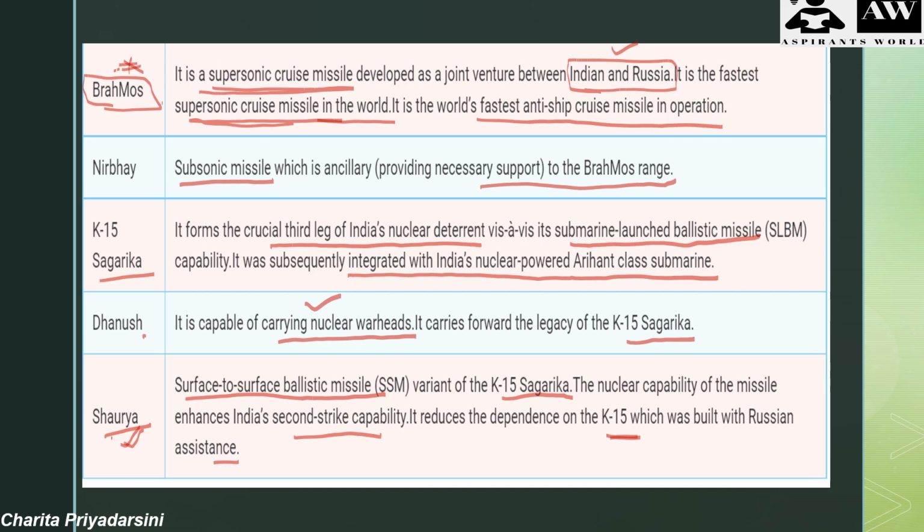That means the Sagarika is basically for India's nuclear warhead carrying, and it was provided with the help of Dhanush. But later the Shaurya, which is a surface to surface ballistic missile and one of the variants of the Sagarika, enhances India's second strike capability, because the dependency on the Sagarika gets reduced once the Shaurya missile was built. So these are some of the important missiles developed by the DRDO from a competitive exam point of view. This is for the day.